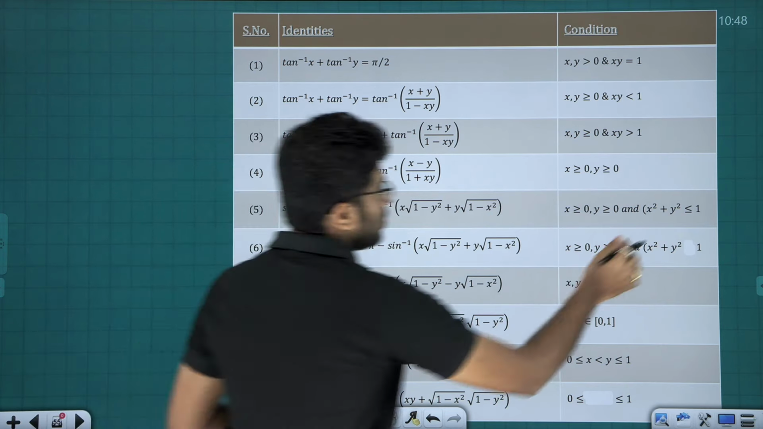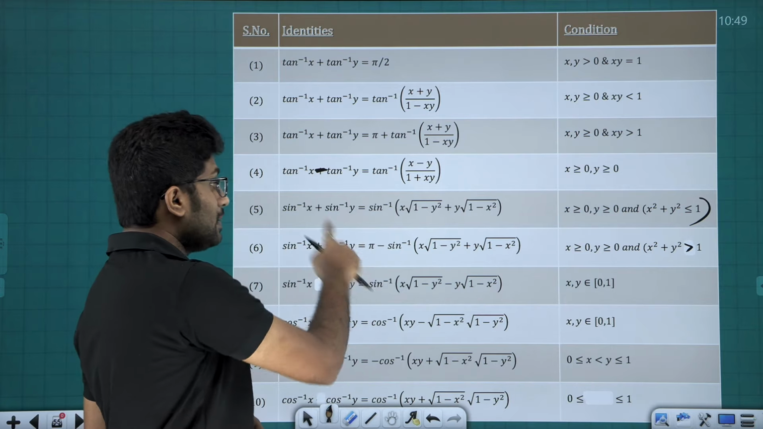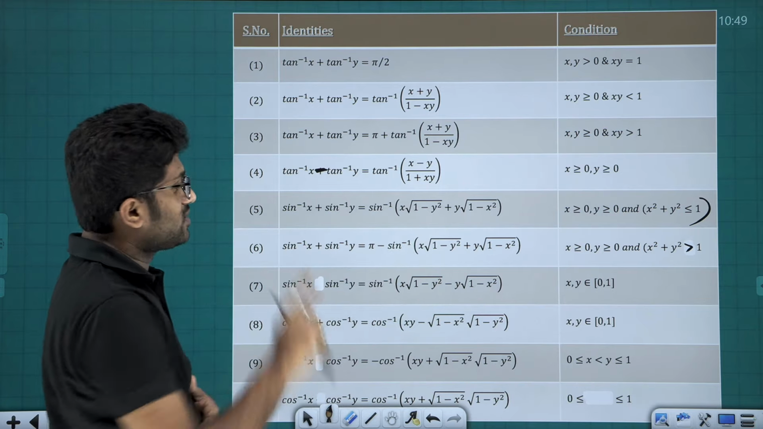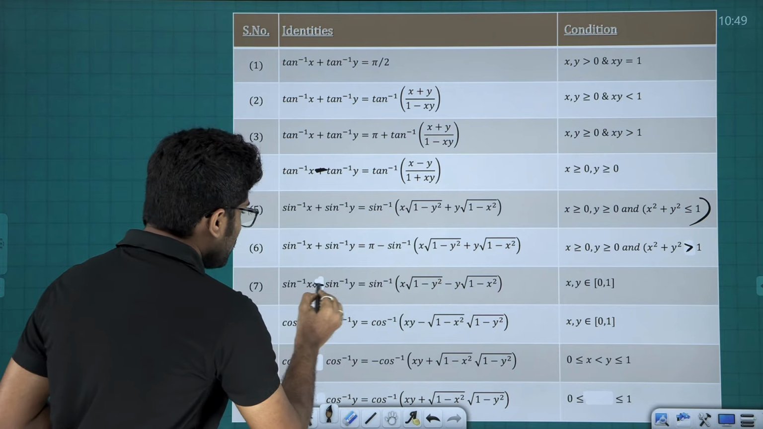This is only if x square plus y square is less than or equal to 1, and in this case, if it is greater than 1, sin inverse x plus sin inverse y will be pi minus this if x square plus y square is greater than 1. Next, sin inverse x minus sin inverse y is sin inverse of x into under root 1 minus y square minus y into under root 1 minus x square.